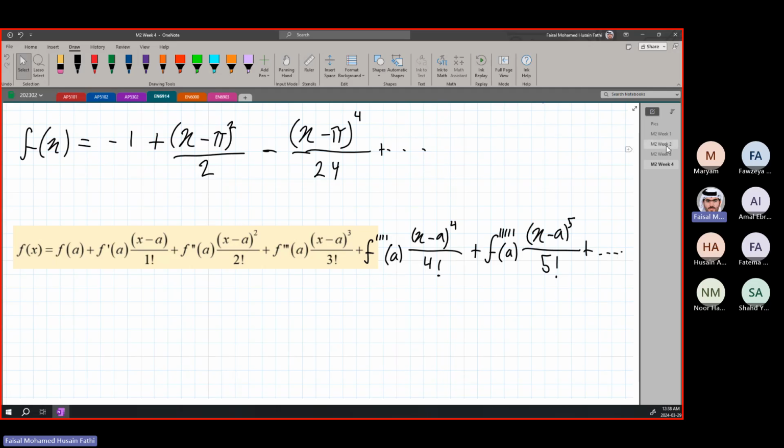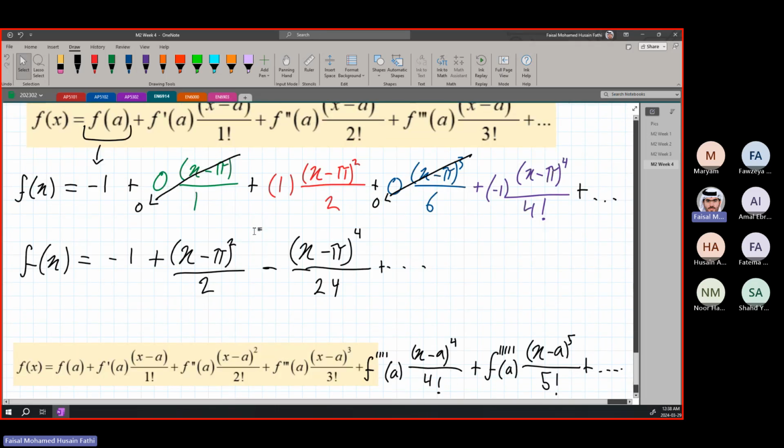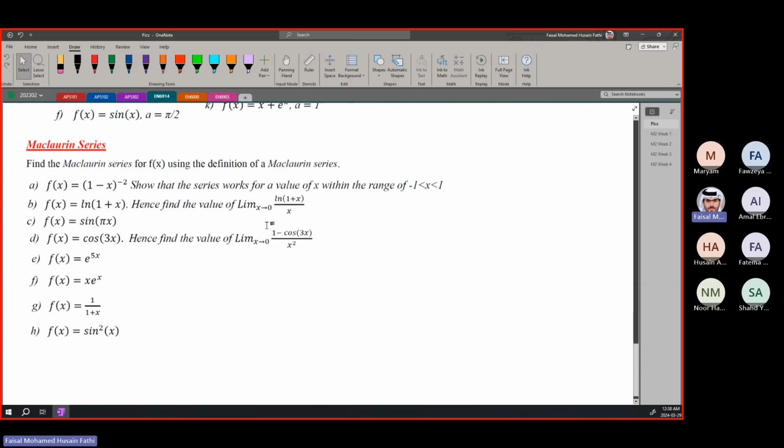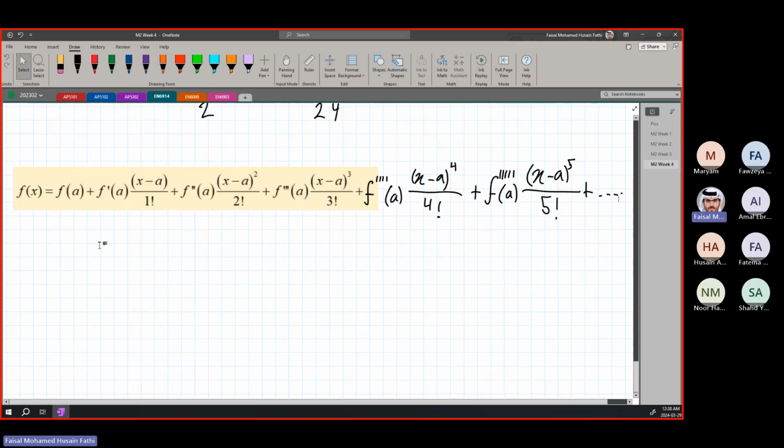So that's it for Taylor series. As you can see, it's very straightforward. You just need to know how to do differentiation. This is where the trick is. You need to understand your differentiation. If we go to the Maclaurin series, it is the exact same thing as the Taylor series with one minor difference.